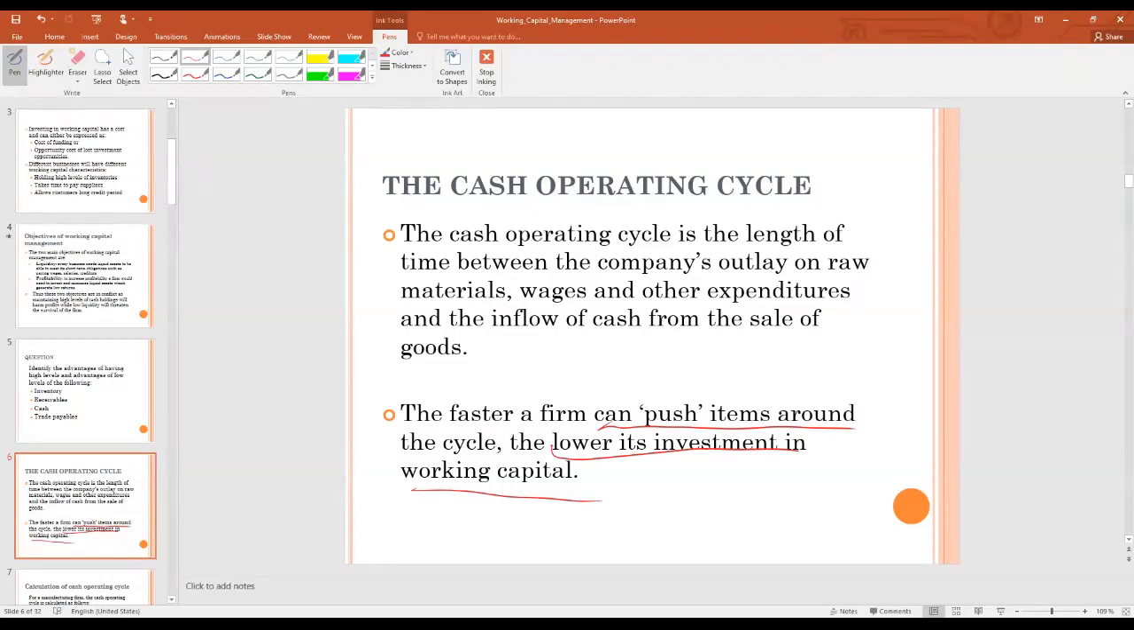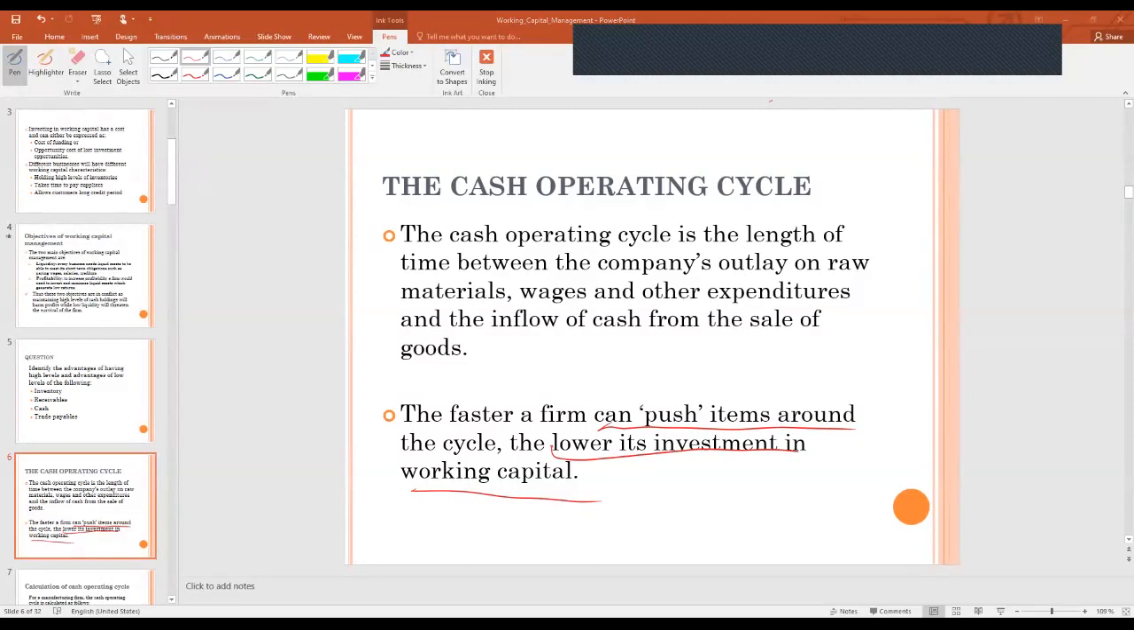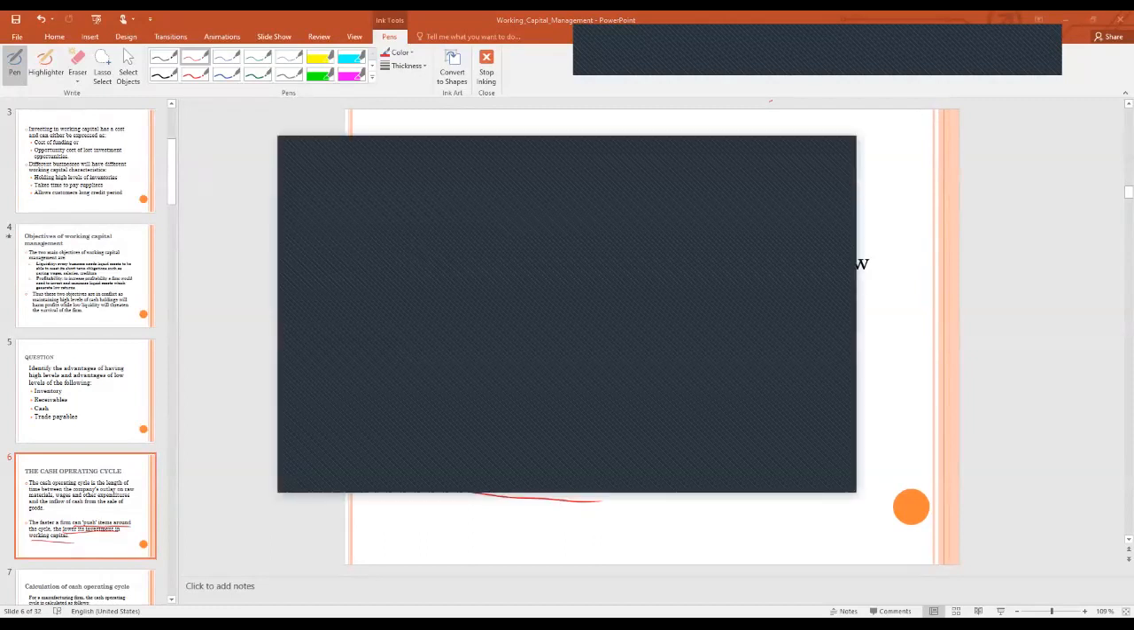So let me have my board here just to explain more on the cycle.